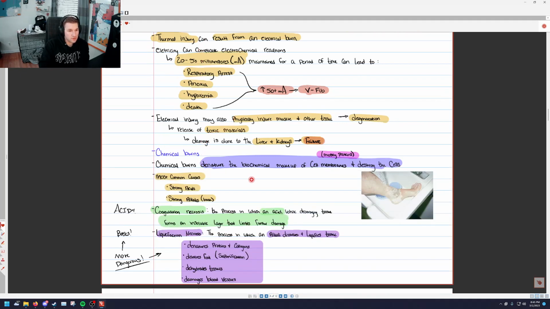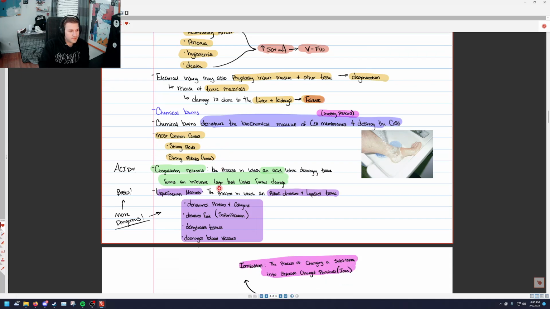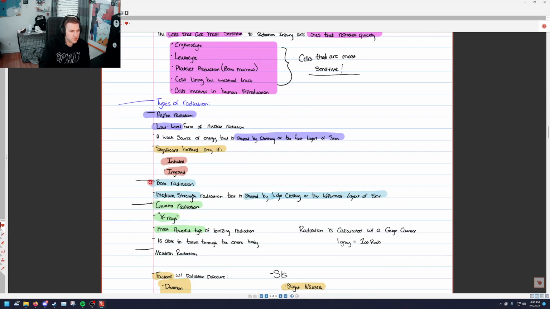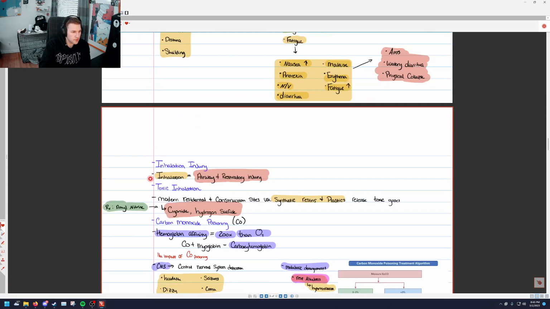We have our chemical burns. Just be careful with the chemical that is involved, that sometimes if you irrigate with water, this may actually exacerbate what's going on. So just understand what you have in front of you before you treat. Bases are going to be a little bit more dangerous. You're going to have that liquefaction necrosis. Acids are going to be pretty bad too. We have our radiation. You can go ahead and skip this.